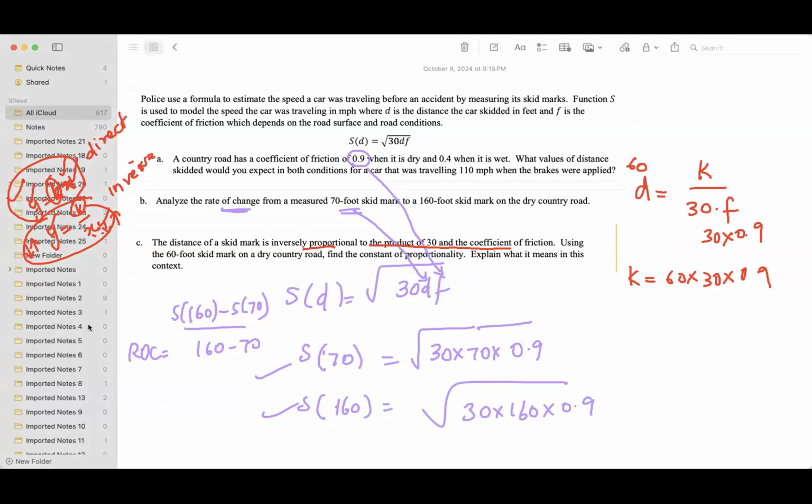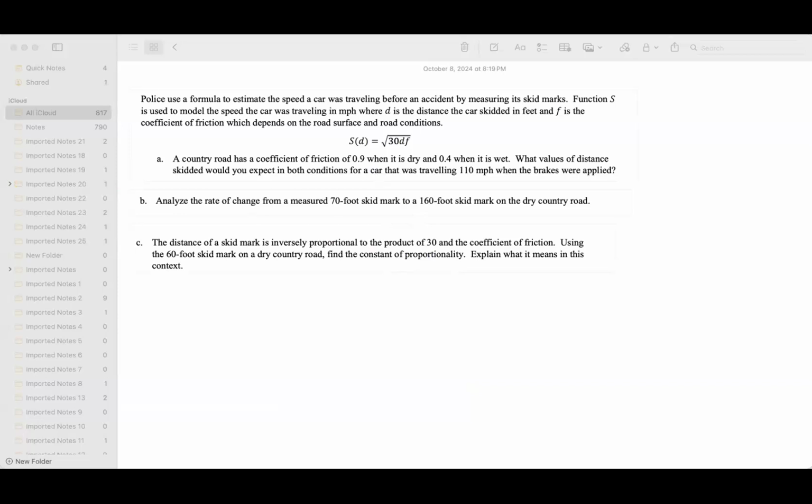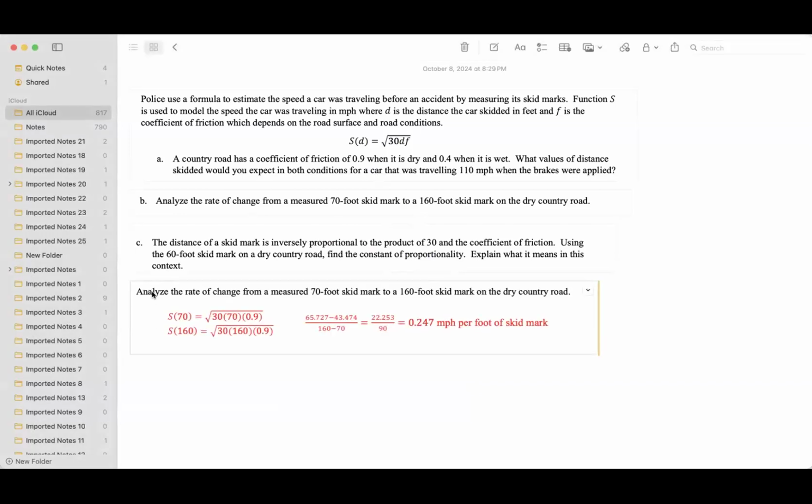For B, let me show you. Hold on, can I erase all of this? Let's go. For B, right? Ahana, see? Oh, I did the same thing.